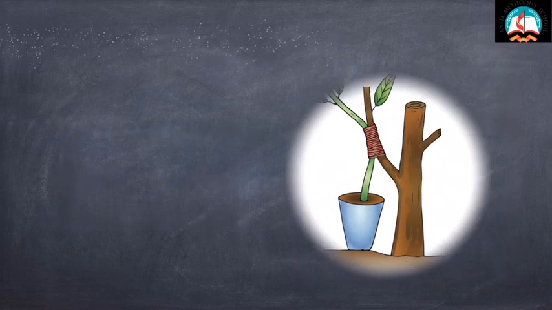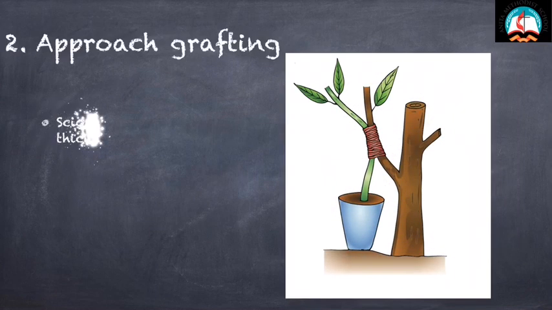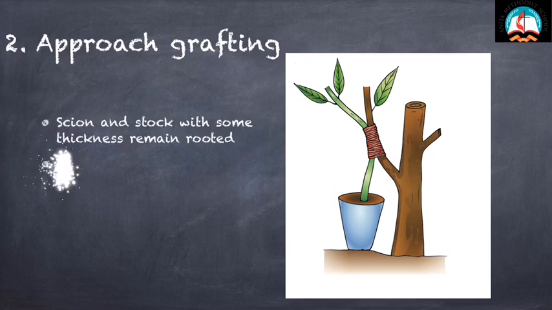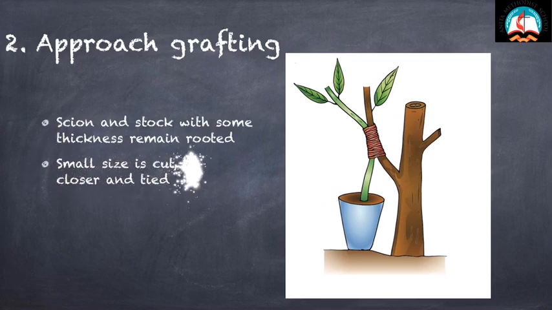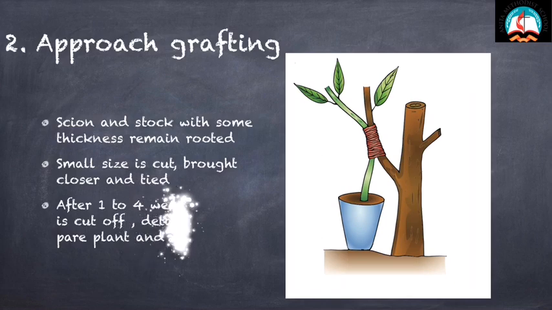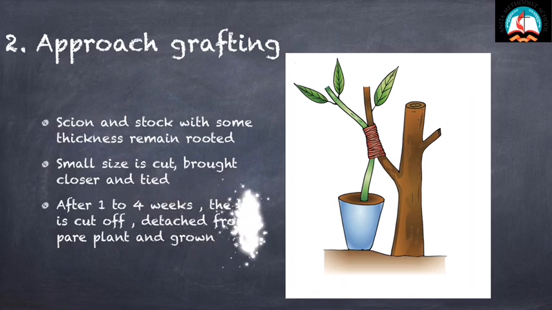Next, we'll go to the next type called approach grafting. Here, the scion and stalk of the same thickness remain rooted. The small slice is cut and brought closer and they are tied with a bandage. After 1 to 4 weeks, the tip of the scion or the plant is detached from the parent plant and grown separately in the soil.